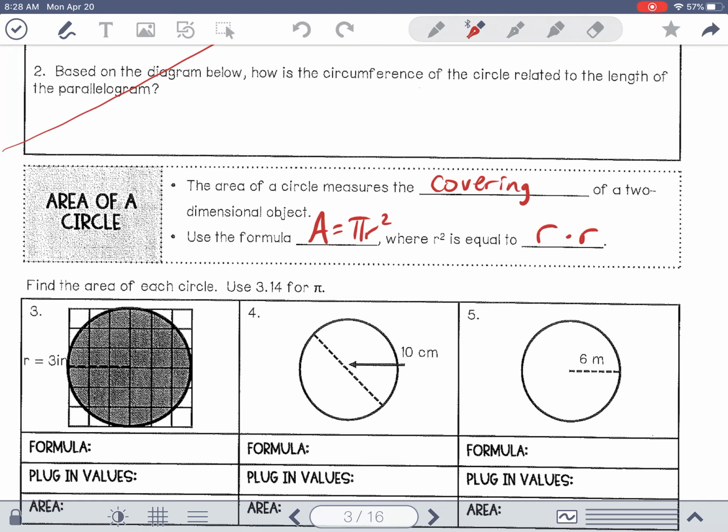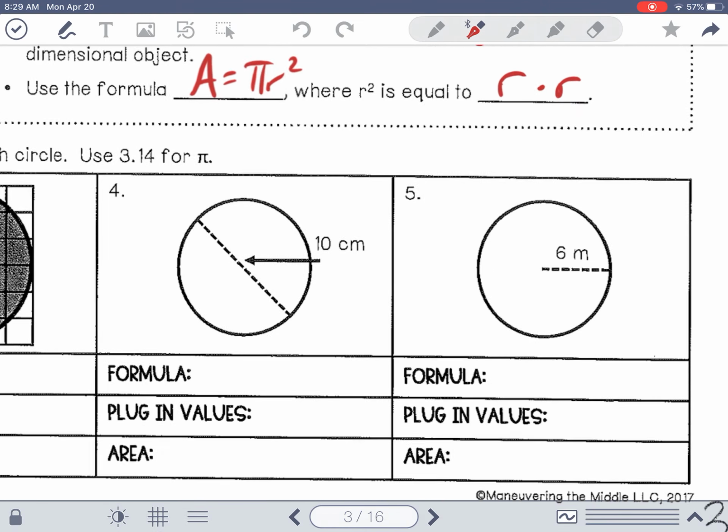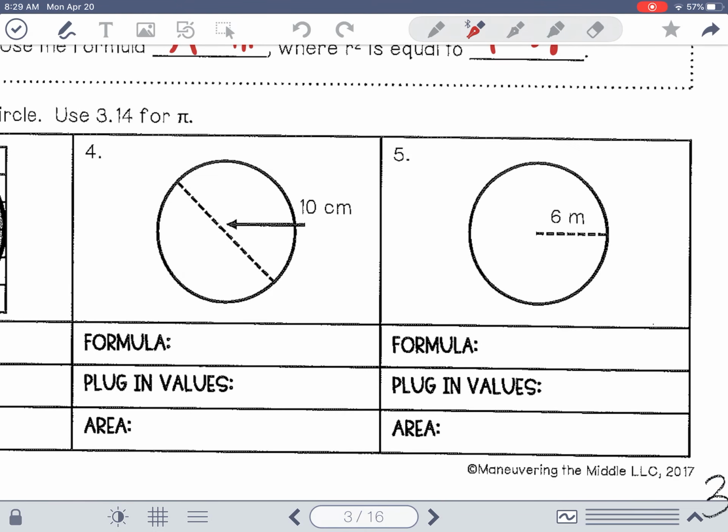All right, now there's no trick to this, but many times you will have to pay close attention to what question is given to you. All right, and so I'm going to look at problems 4 and 5 here, because if you'll notice on problem 4, you're given the diameter.